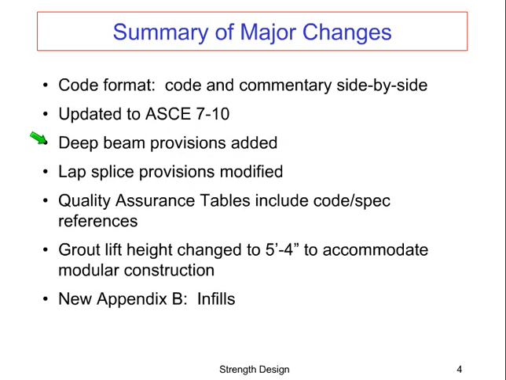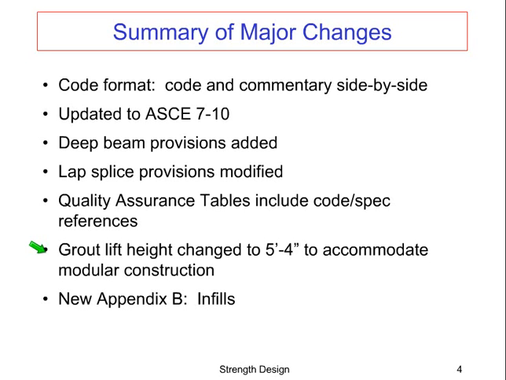We have added in some deep beam provisions. I have an example in the notes here. Due to time, we won't have much time to go through that, but there are deep beam provisions. I will talk briefly about some of the modifications of lap splices and quality assurance tables. The grout lift height has been changed to 5 feet 4 inches to accommodate modular construction.